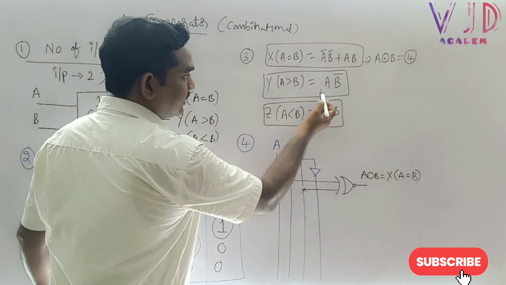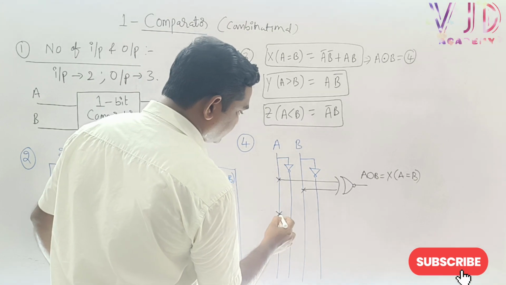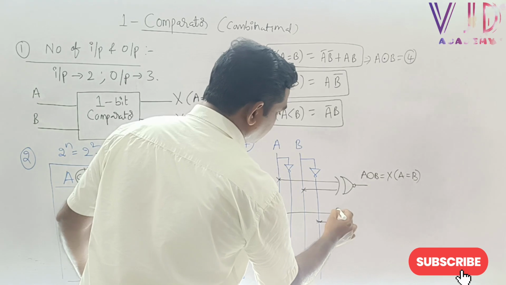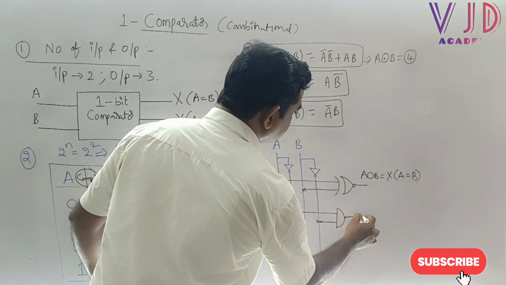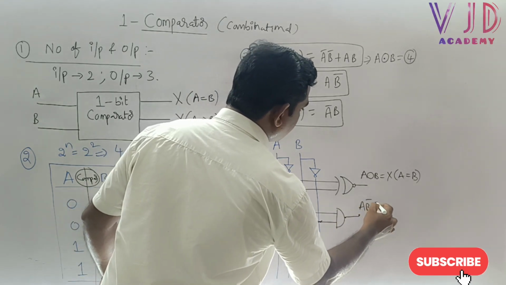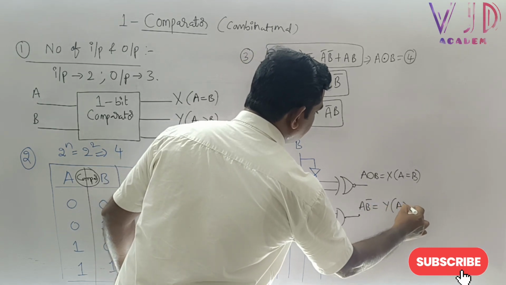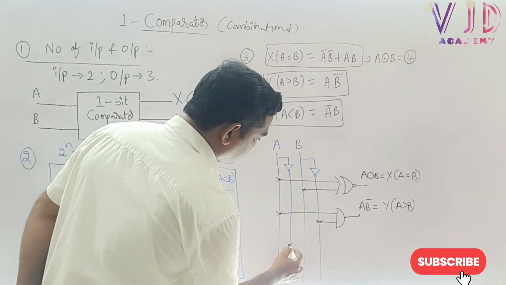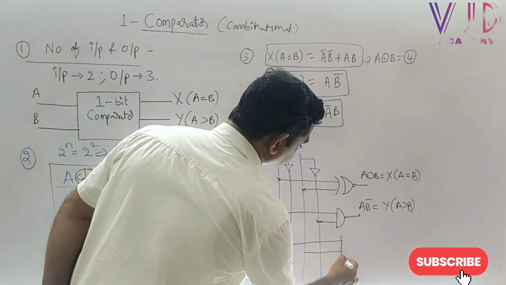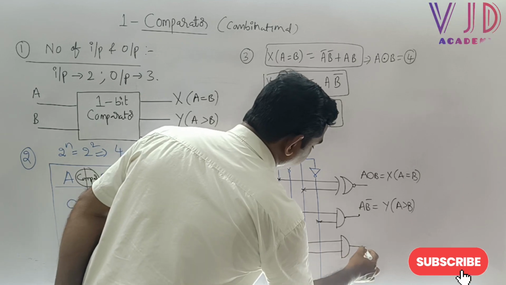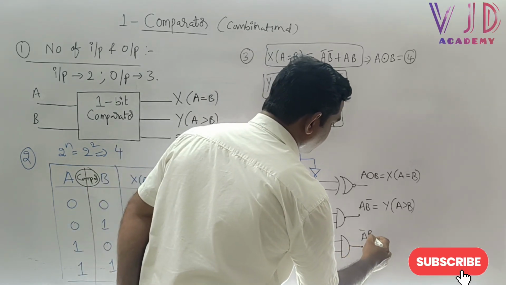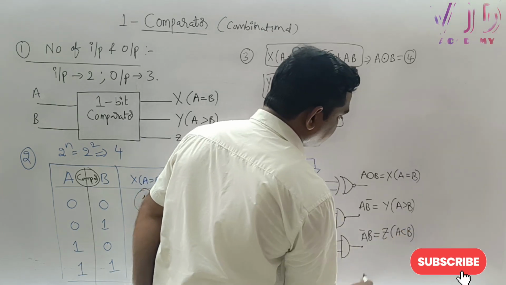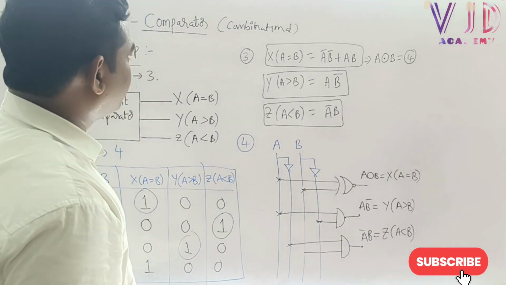A XNOR B equal to X of A equal to B case. And now second one is A into B bar, which means this is A and then this is B bar for one AND gate. This is A into B bar for Y case, A greater than B case. And now third one we can say that this is A bar and then B. Here also we need to take one AND gate. This is A bar B and now Z of A less than B.